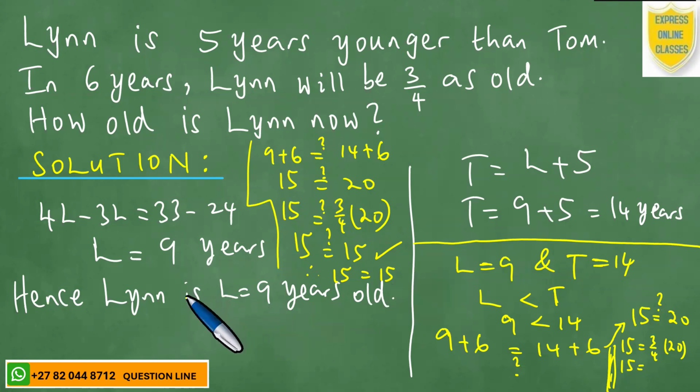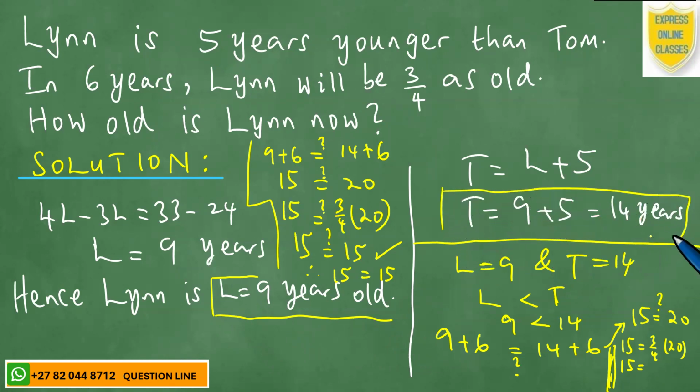So it is therefore true that Lynn is exactly 9 years old, and Tom is exactly 14 years old at the moment. And so we have solved this problem step by step, and it makes sense, of course.